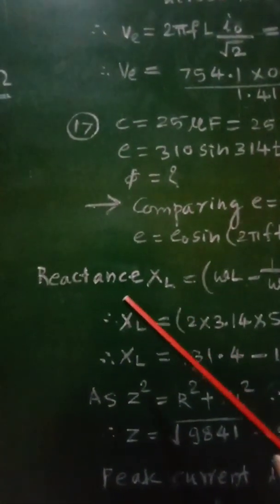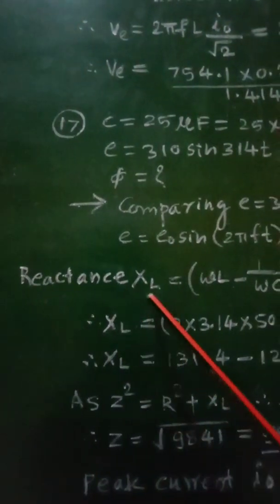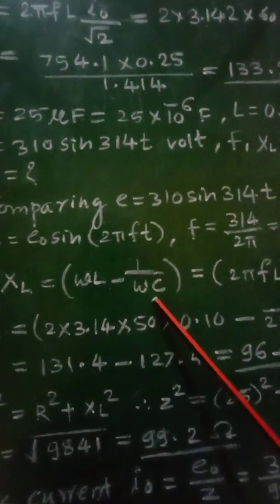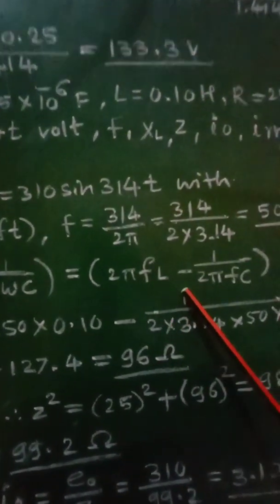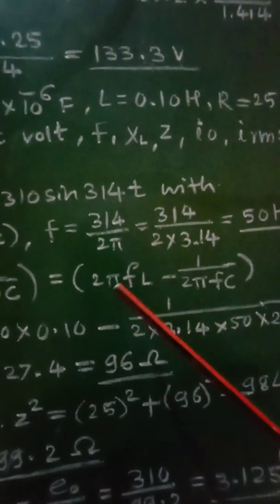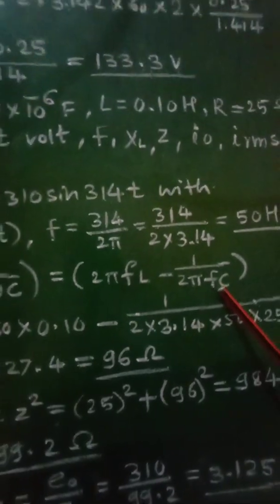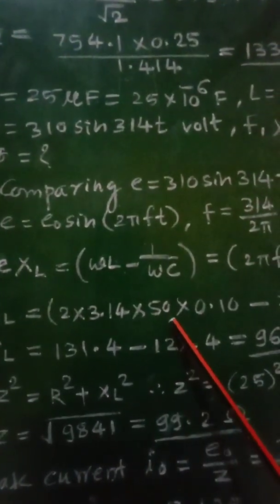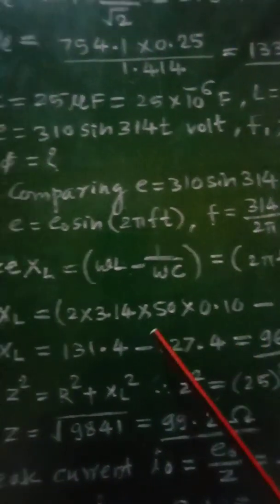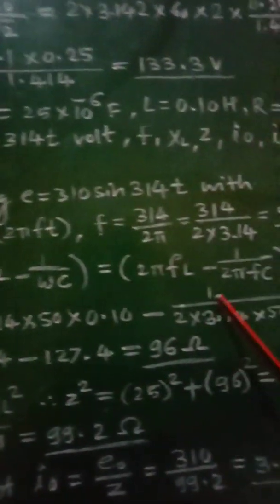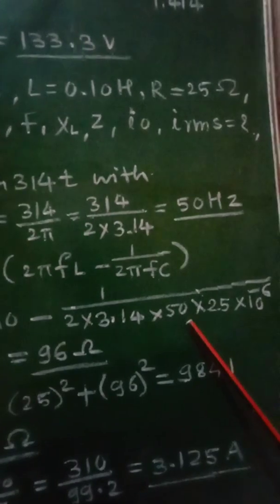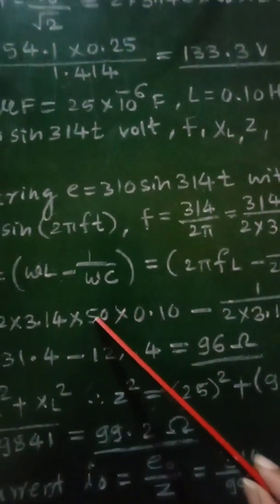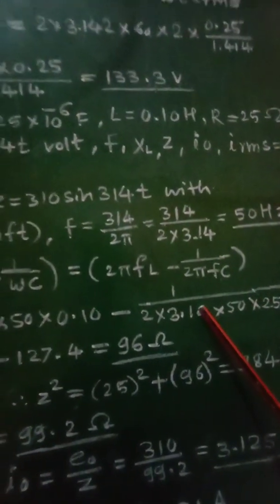Then we will find the reactance XL. Reactance XL is equal to omega L minus 1 upon omega C, which will be equal to 2 pi fL minus 1 upon 2 pi fC. That will be equal to XL is equal to 2 into 3.14 into 50 into 0.10, this will be the reactance, minus 1 upon 2 into 3.14 into 50 into 25 into 10 raised to minus 6.